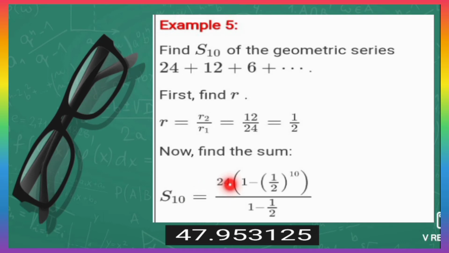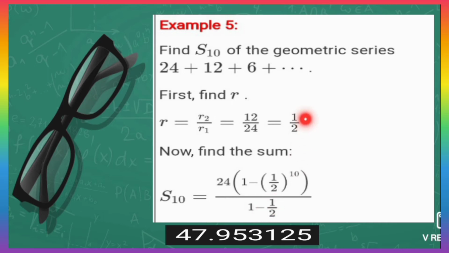Yung formula natin kanina is ito yung first term dito, which is 24 yung first term natin. Then, copy yung 1, copy yung sign, and then yung r natin ay 1/2. Then, yung n natin dito is 10, or yung total ng terms na hinahanap natin ay 10, over 1, copy natin yung 1 kanina, then yung sign copy, then yung minus natin siya sa r, or the ratio.